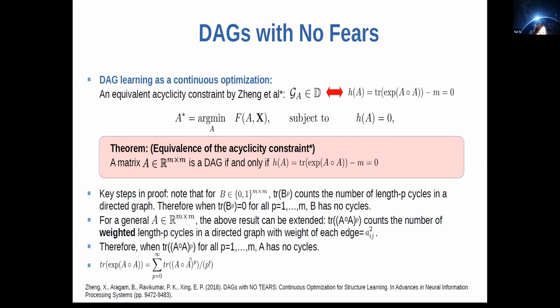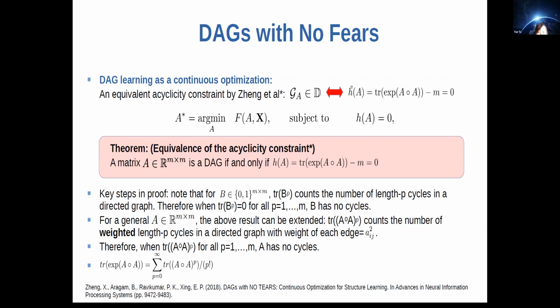So the trace of that will be equal to m, which is the total number of nodes. Therefore, for everything else except p equals 0, the trace will be equal to 0. That's equivalent to the trace of the exponential of the Hadamard product of A and itself being equal to m, where m is the number of nodes. So that's how in NOTEARS the authors transfer the discrete constraint to a continuous constraint as h(A) equal to 0.